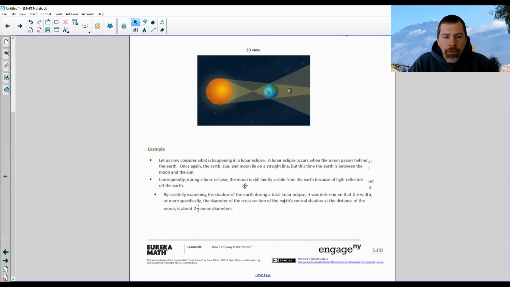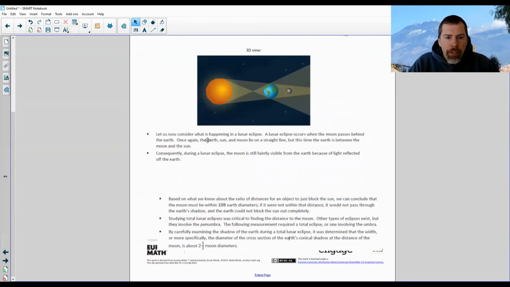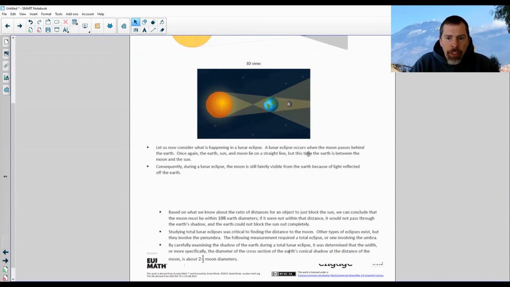This is kind of cool. So now it says, let us consider what's happening in a lunar eclipse. A lunar eclipse occurs when the moon passes behind the earth, as in this diagram. Once again, the earth, sun, and moon lie on a straight line, but this time the earth is between the moon and the sun. Consequently, during a lunar eclipse, the moon is still faintly visible from the earth because of light reflected off of the earth.